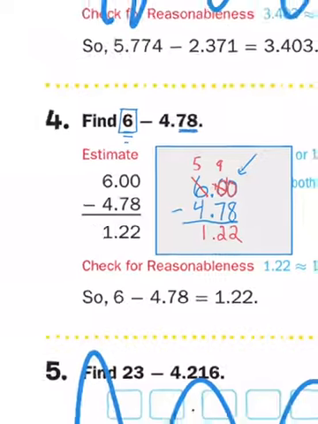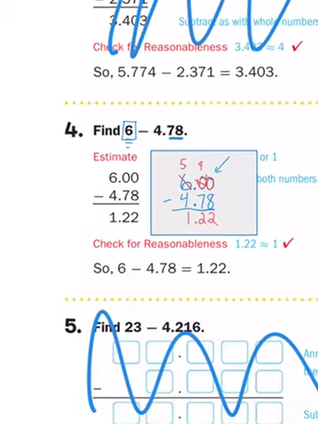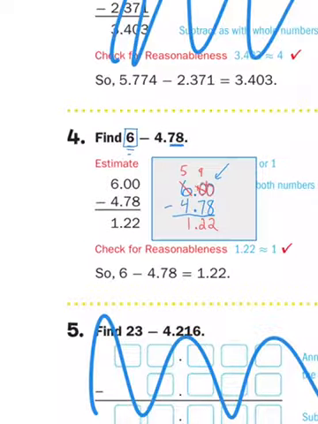So the main thing in subtraction is, as you keep your decimals lined up, remember the first number right here must be on top in your subtraction problem. Otherwise, you're going to get it wrong.